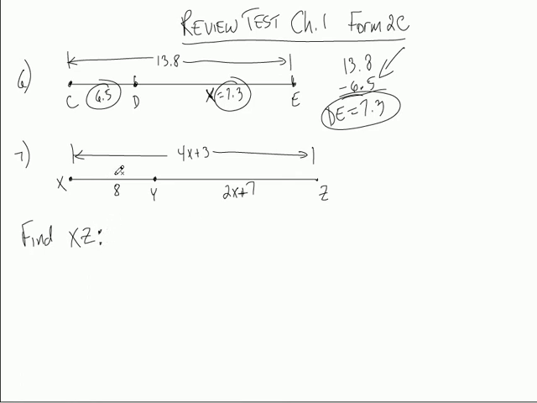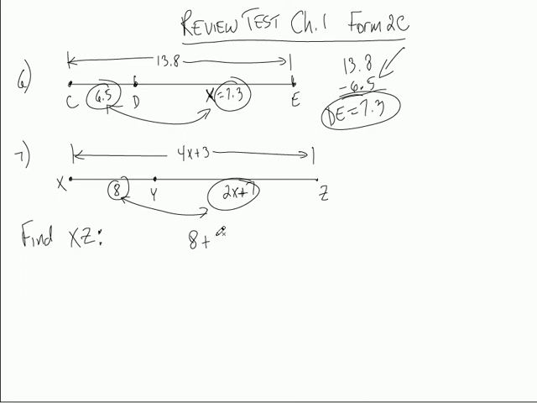All right, let's do this. What did we say about those two segments? What did we say about that 6.5 and that 7.3? What do they do to become 13.8? They add up. So look at this. What about this 8 and this 2x plus 7? They add up, don't they? What do they add up to be? The whole thing, 4x plus 3. Exactly right. So let's set it up.